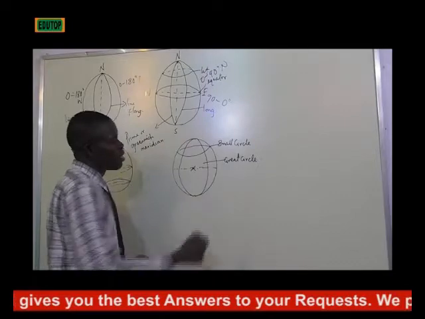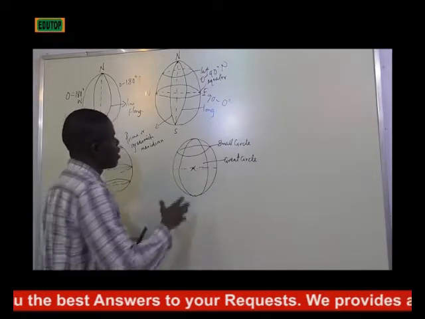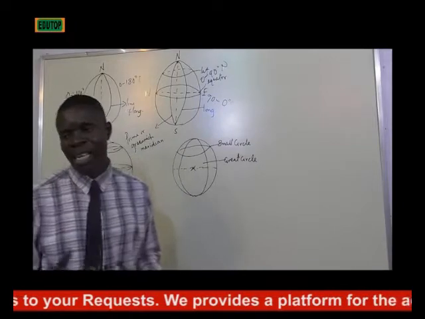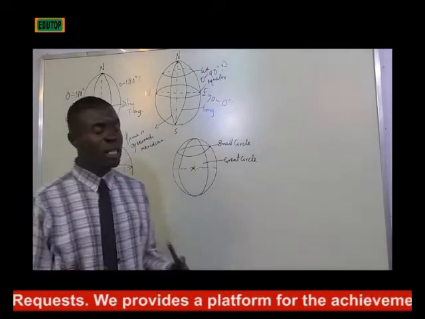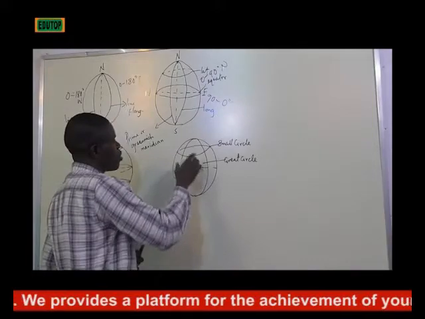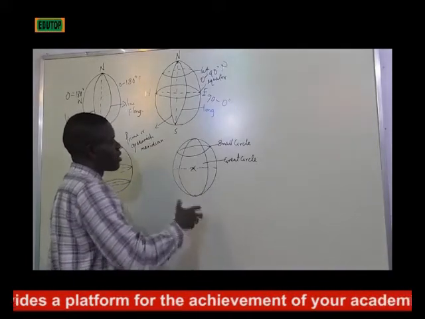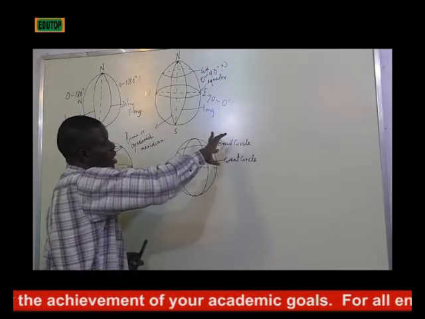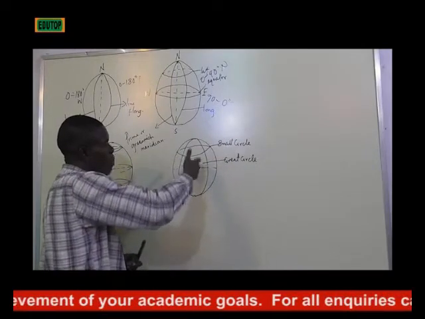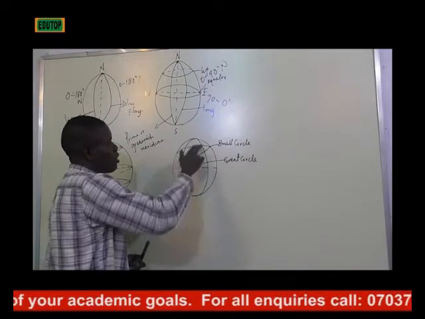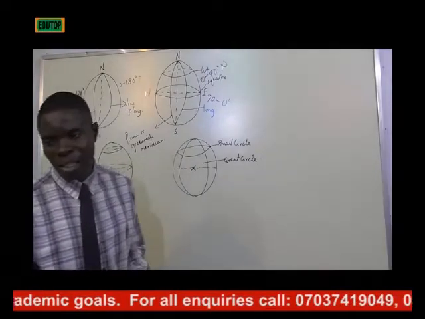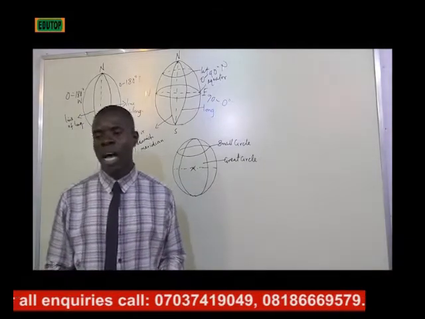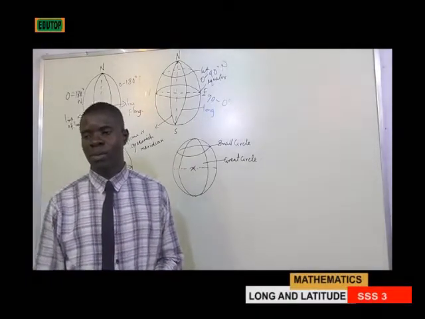It's only a great circle that has the tendency to pass through the center x, and that is the major difference between the two. The great circle passes through the center x, so it is formed on the longitude, while a small circle does not pass through center x, and you have it on the latitude. That is the major difference between a small circle and a great circle.